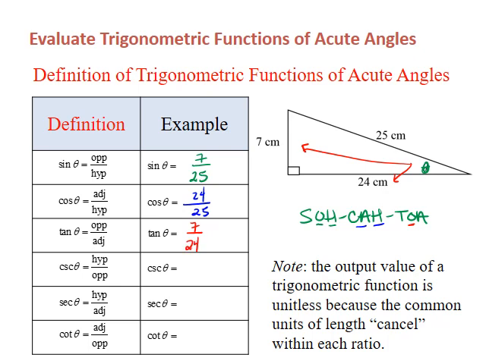And of course, since I know sine, cosine, and tangent, I can find the rest. Remember, sine and cosecant are reciprocals, so cosecant becomes 25/7. Cosine and secant are reciprocals, so secant of theta is 25/24. And then finally, tangent and cotangent are reciprocals, so cotangent is 24/7. Okay, so here is an example of applying SOHCAHTOA.